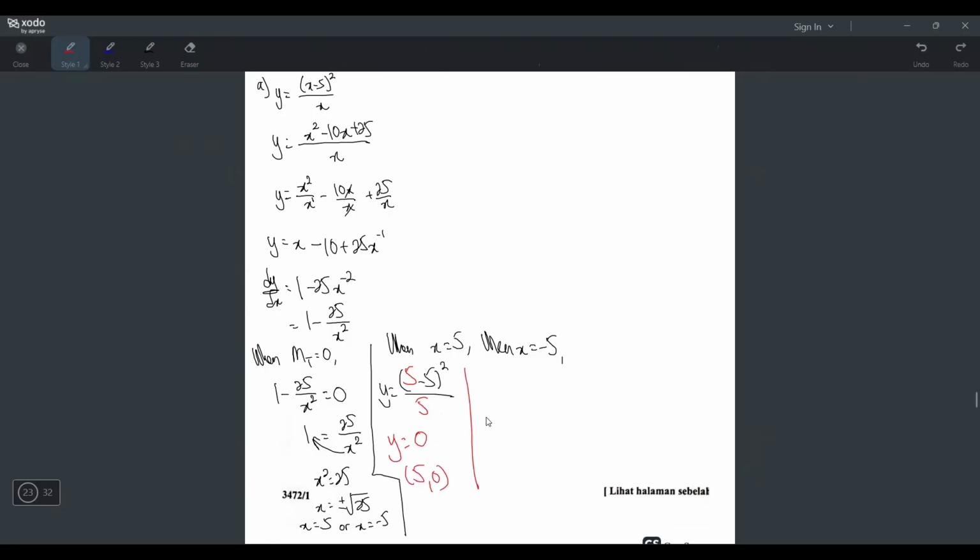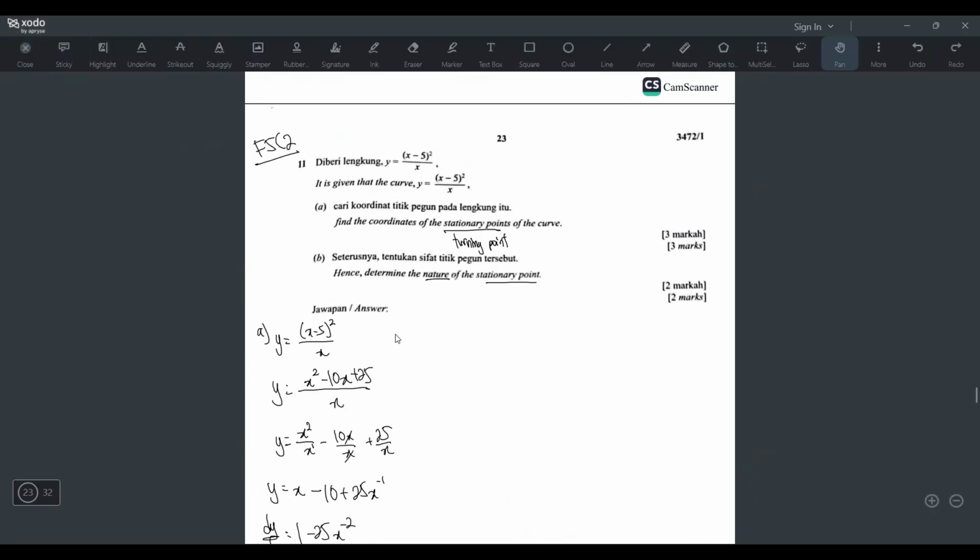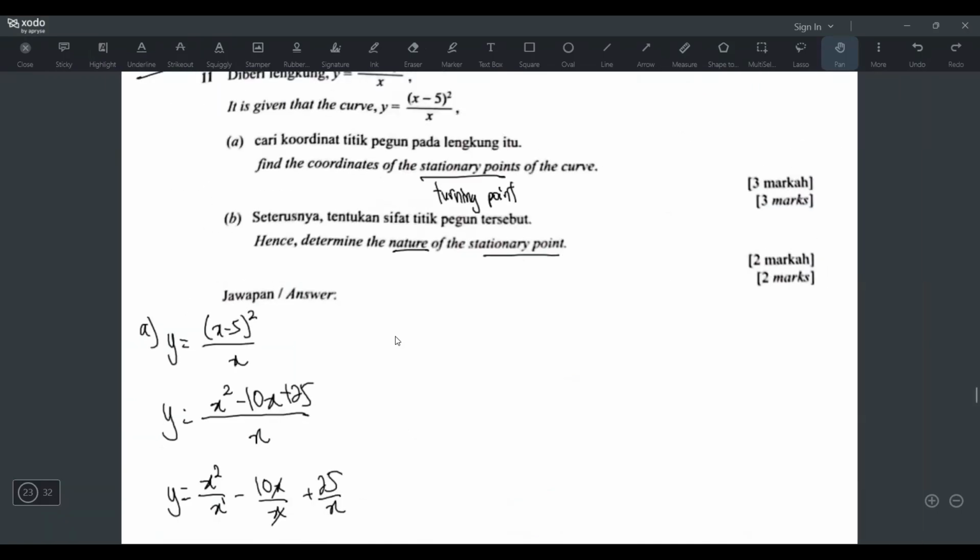Okay, another point is y equals, sub inside, so bracket x minus 5 squared over x. And then here you sub negative 5, here you sub negative 5. Okay, negative 5 minus 5, negative 10, squared is 100. 100 divided by negative 5, negative 20. You can use your calculator to help you. And then this one you get negative 5, negative 20. That's the point. Okay, so the first question A asks for the stationary points, and those are the stationary points.